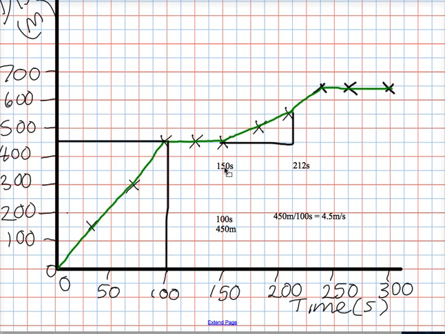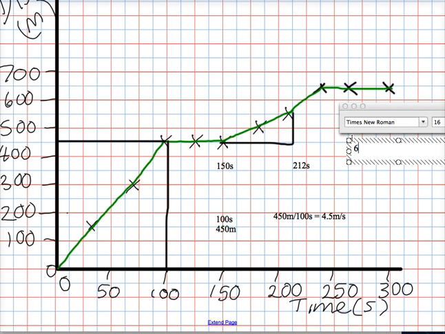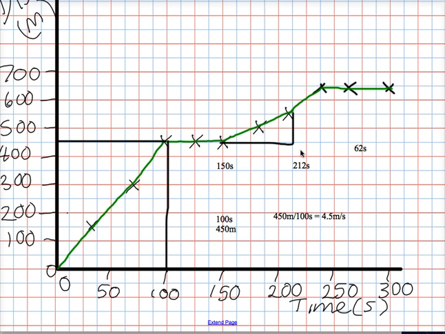Right. Now, what is the time between those two figures? So it's quite simple. You're going to do 212, take away 150, and we come up with 62. So the time taken here is 62. Let's put that in. 62 seconds. Now, how far has it gone in these 62 seconds?